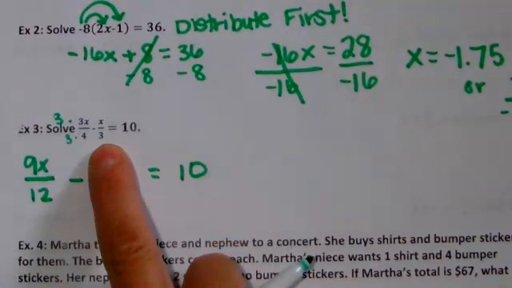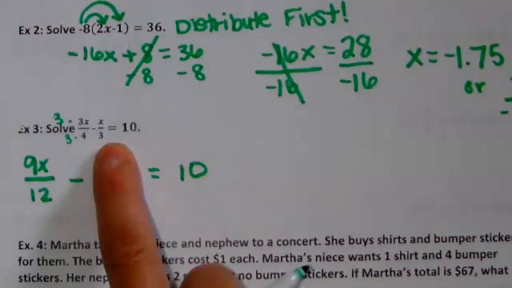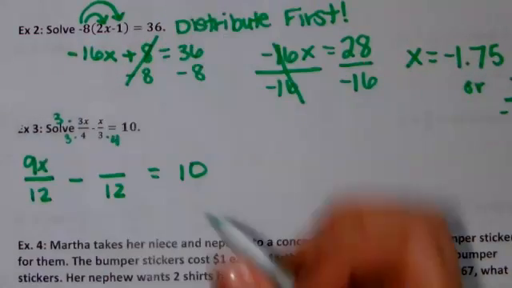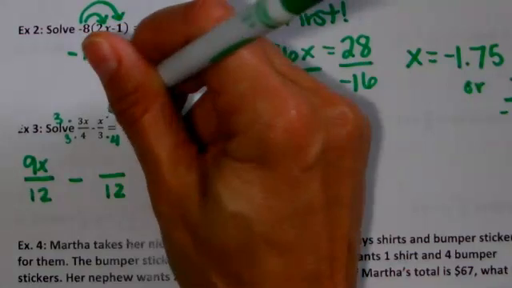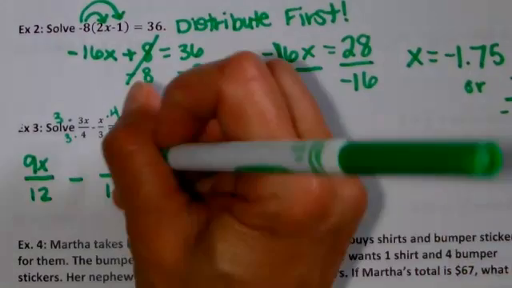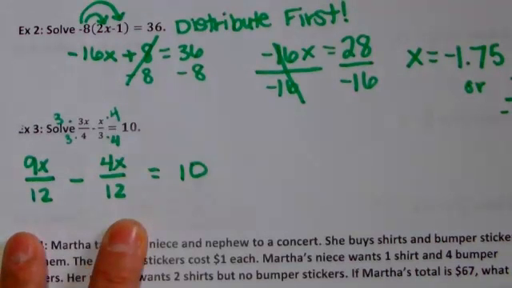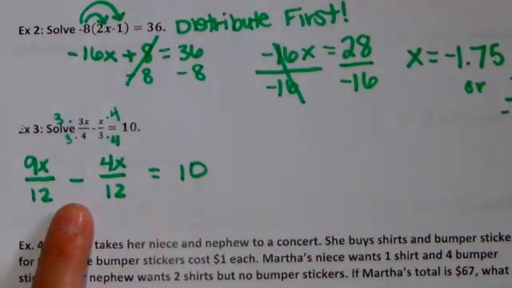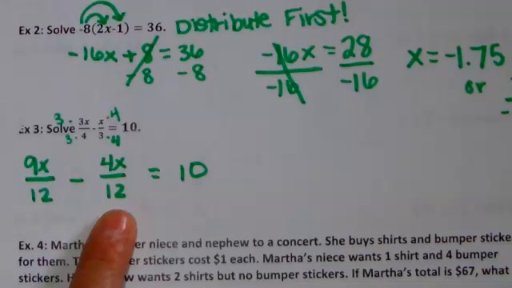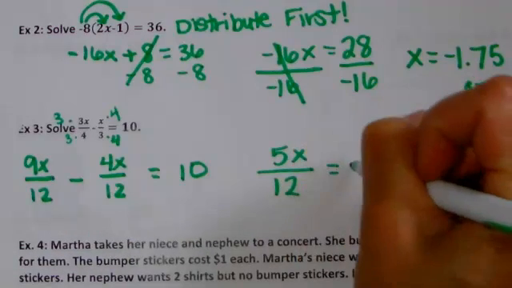Now, do I multiply the 3 down here by 3 to get 12? No. What do I multiply that one by? 4. So that means I would have to multiply the top by 4, which would be, remember, this is really 1x, right? So that gives us 4 times 1x is 4x. Now I have a problem I can do. With a common denominator, now can I subtract? What's 9x over 12 minus 4x over 12? Good. 5x over 12 equals 10.